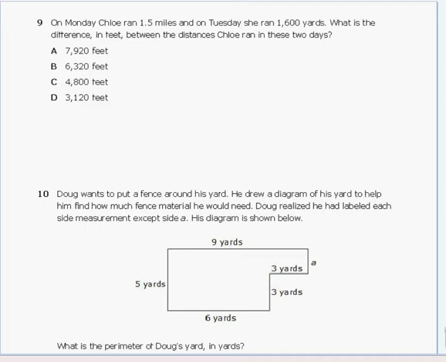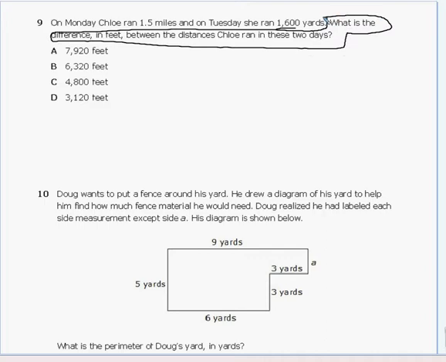And probably the first thing to do is go ahead and box in the question. Okay, what's the difference? So there's going to be a subtraction problem. And if you look at it, our answer needs to be in feet. All our answer choices are in feet also. And none of our measurements are in feet, so we're going to have to convert all of our measurements into feet. So first we'll convert 1,600 yards into feet.